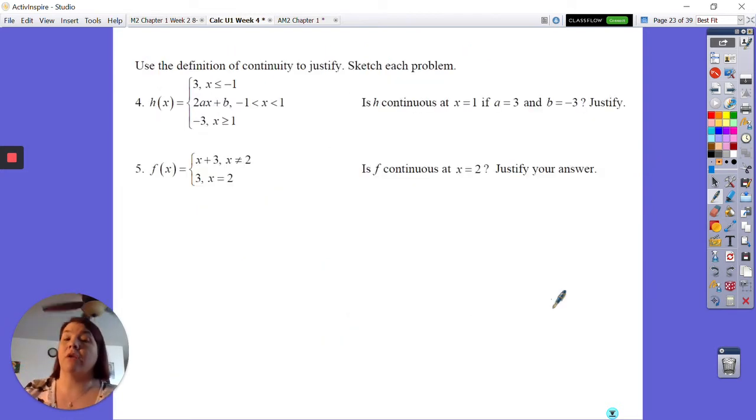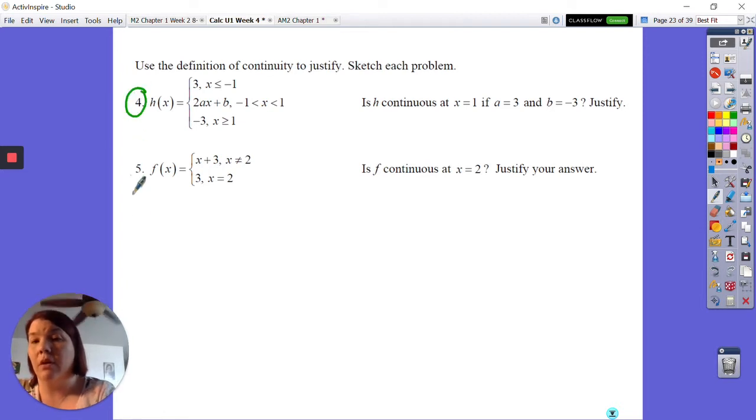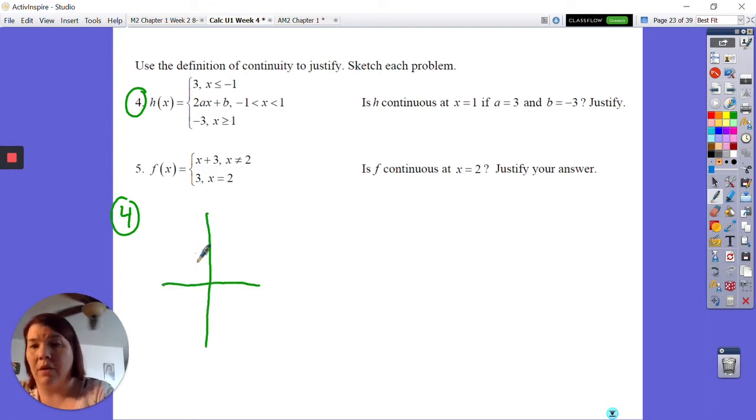Okay, use the definition of continuity to justify and sketch each problem. Is H continuous if A is 3 and B is -3? So I'm going to go ahead and do 4 right down here. I have a graph. When I'm at -1, it's equal to 3 and everything lower. Then I have a line segment in between. And then when I'm bigger than 1, so this is -1, and here's +1, I'm at -3.